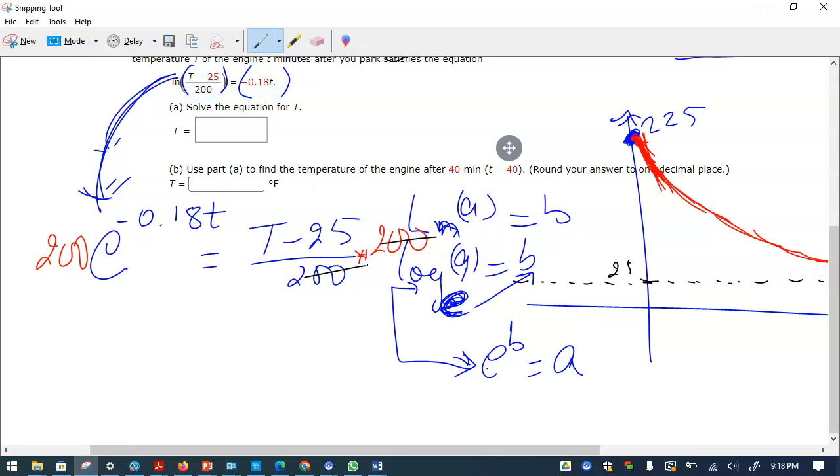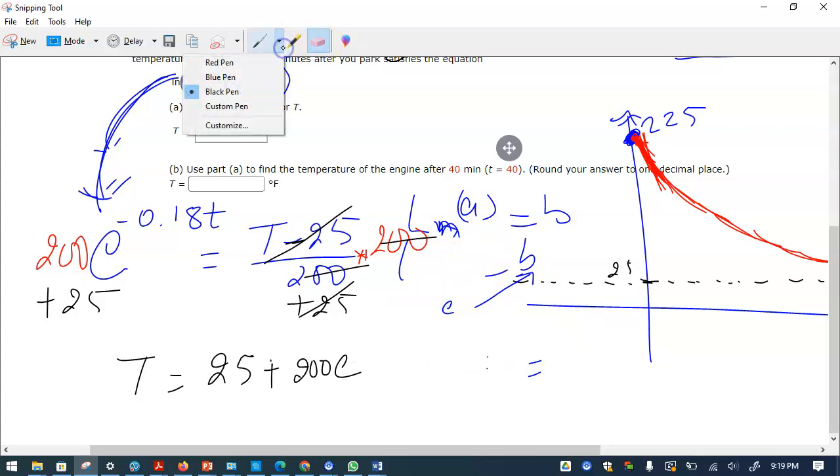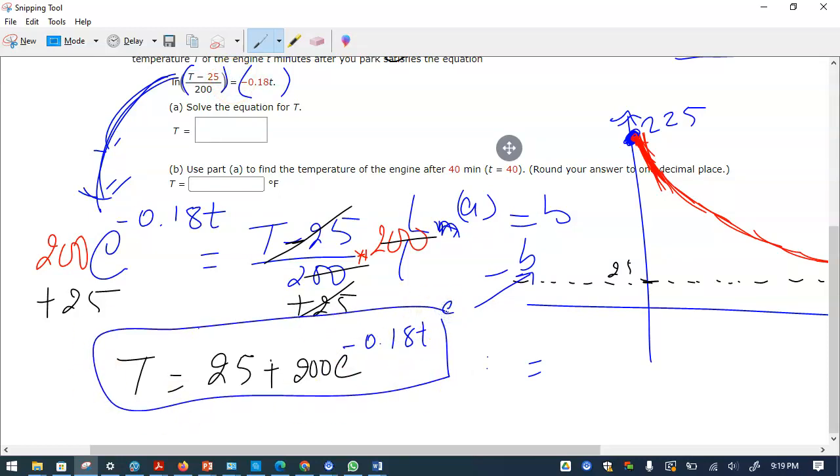And at the same time, you can see there's minus 25. You add 25 to both sides. And this crosses out and you get T equals 25, which is the room, the outside temperature, plus 200, which is the difference between the engine in the beginning and the outside temperature, times e raised to minus 0.118 T, and this is all you are supposed to put in. This is what you're supposed to put in right here.